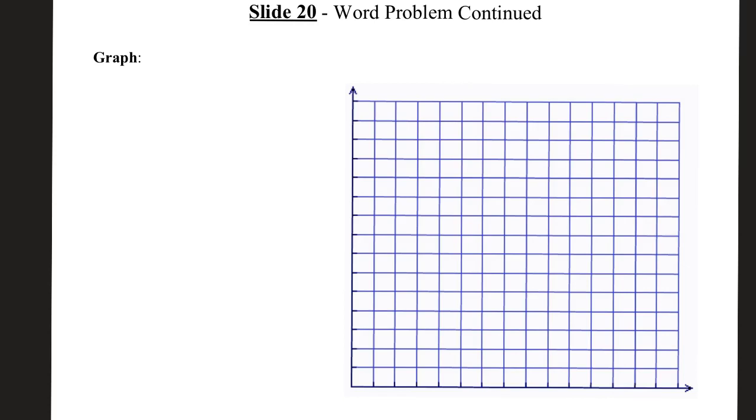Hello everyone, this is the video answer key for slide number 20, which is the continuation of the problem that you started in the previous video on slide 19, which is the word problem. So if you recall, we have Ben and we have Owen. We should be writing this down.